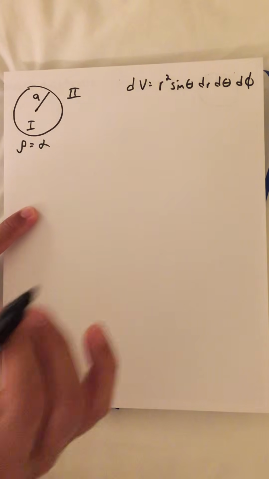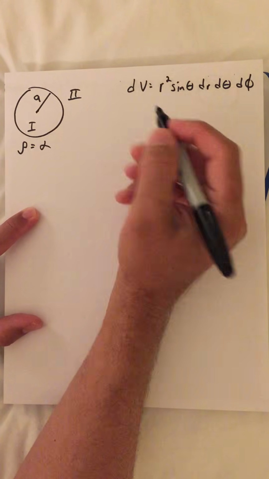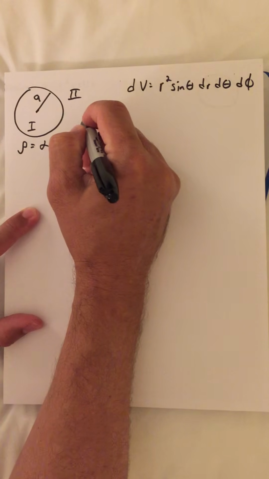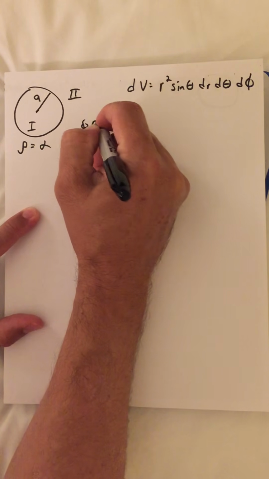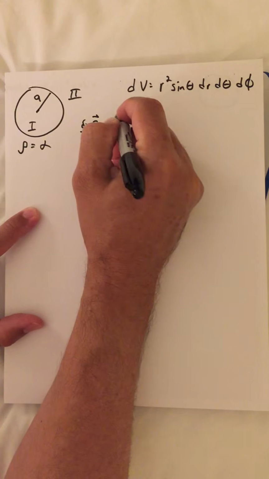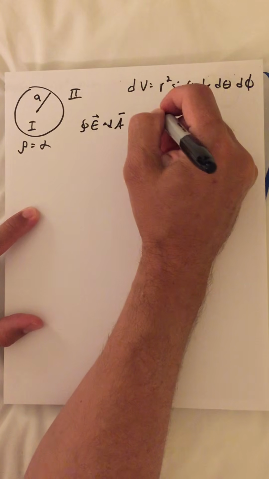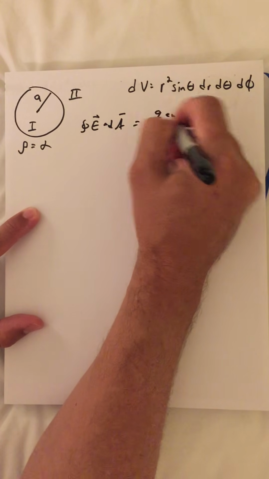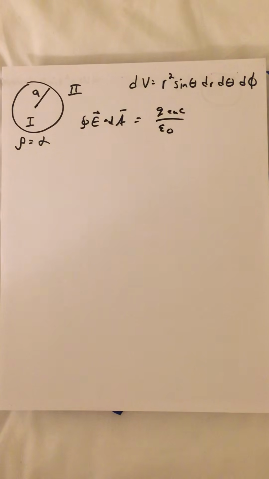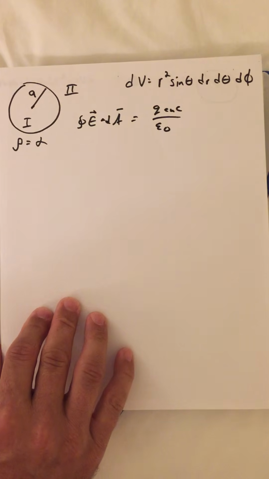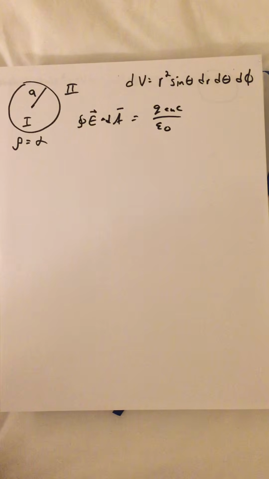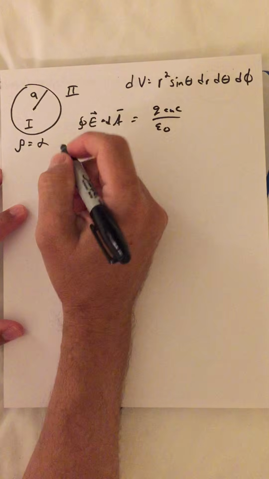So first of all, before we do that, let me remind you what Gauss's law looks like. The integral of E dot dA is equal to Q enclosed over epsilon naught. Now, the Q enclosed here is what's going to be somewhat problematic because as I move out from the origin, that is as I move out from the center of the sphere, I'm going to enclose a different amount of charge. So let's handle the Q enclosed first.